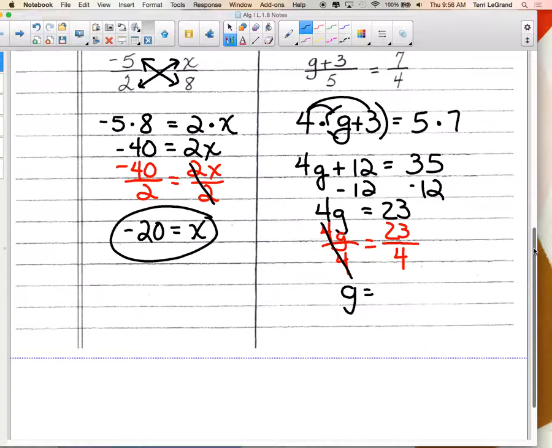G equals 23 over 4. Yeah, sometimes they'll just leave it like that. So we have all kinds of options here. 4 does not go into 23 nicely, so they might show the answer like that. Or change it to its mixed number name. Or they might divide it out and say, here's what happens when I divide it out. 3 names for the same value, right?